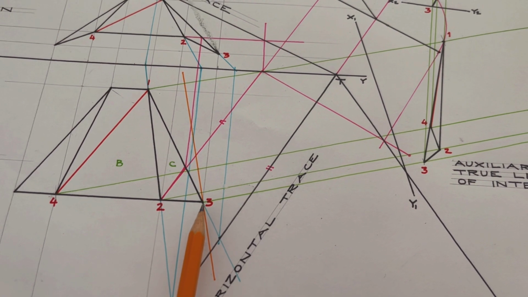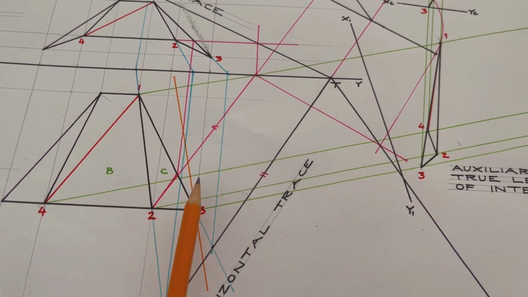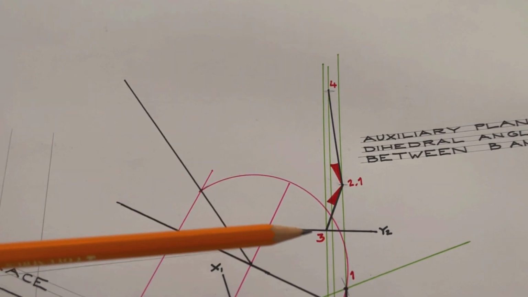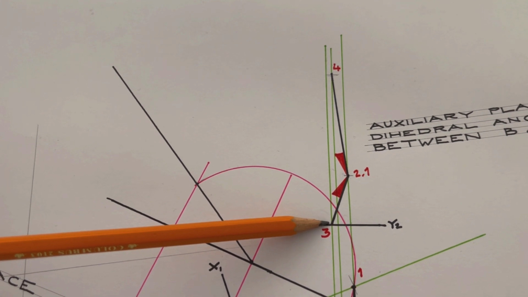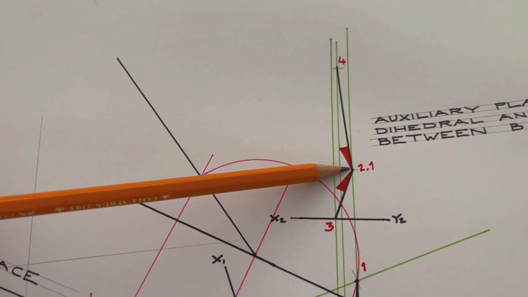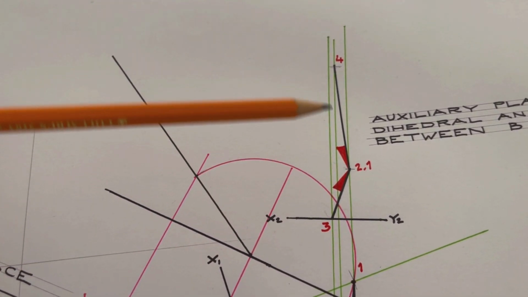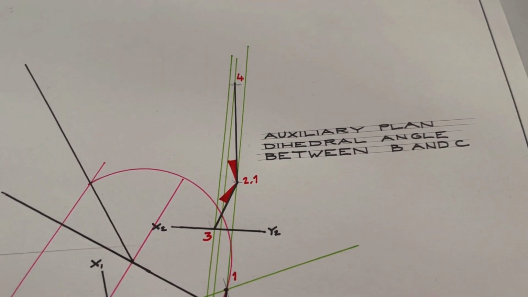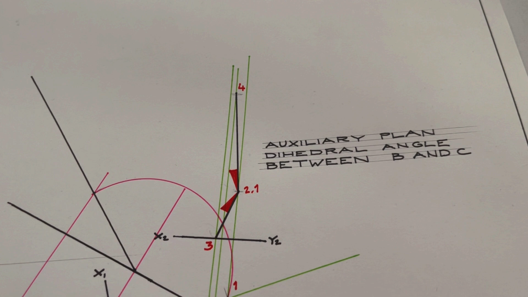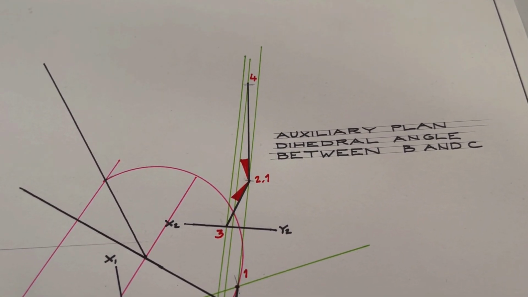So 3 is going to be on the baseline. We take the distance back to 2 and 1, which will be the same, and the distance from the baseline back to 4, and that's what we mark over here. We connect them up together, and that gives us the auxiliary plan, and you see the dihedral angle, the true angle between surface B and C. That completes part B of the question.